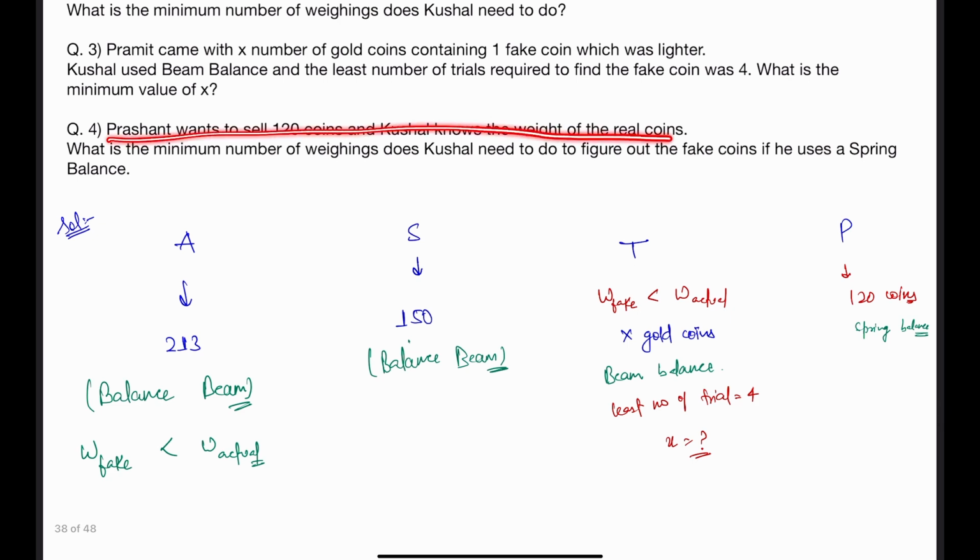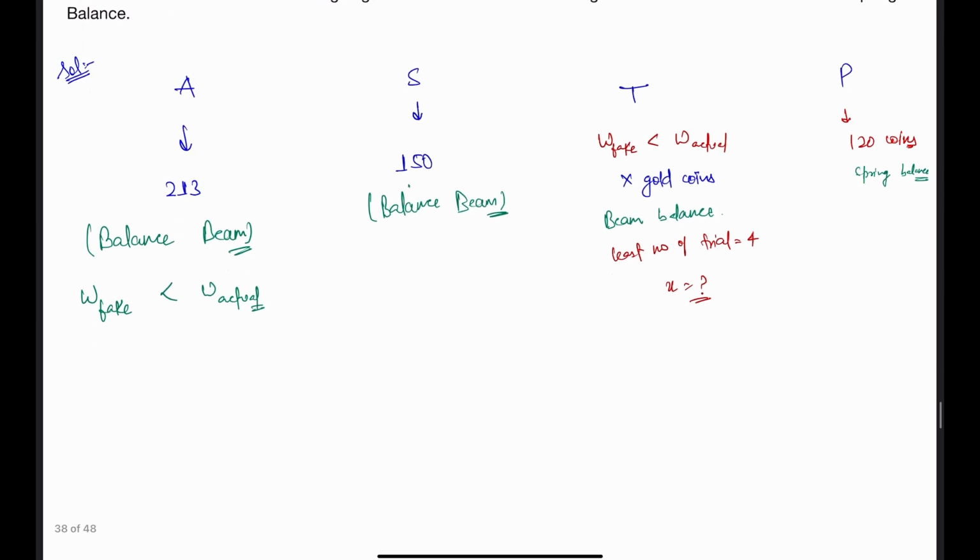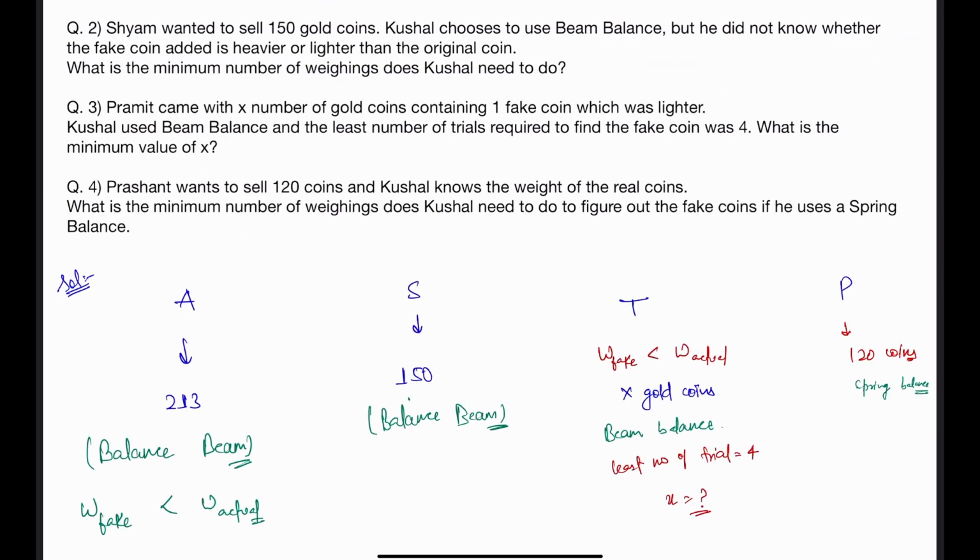What is the minimum number of weighings the person needs to do to figure out the fake coin? So this is the question. In this question, let's start with a little bit of understanding of the balance beam.